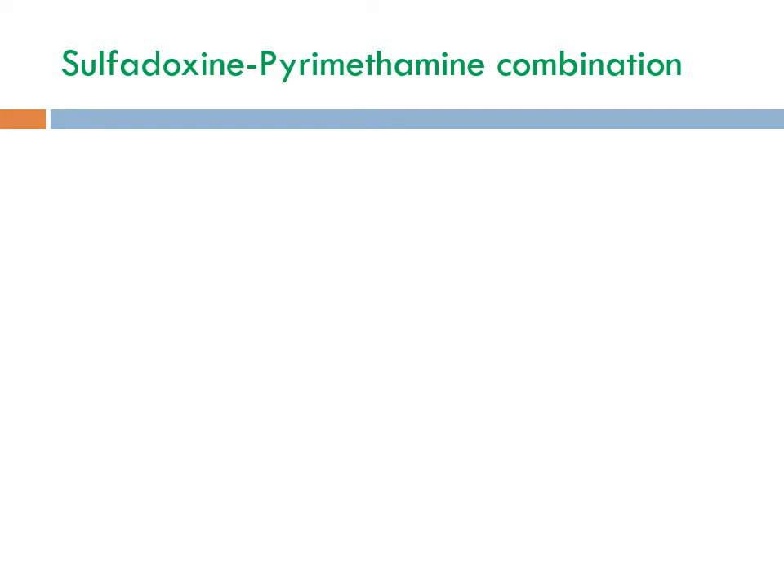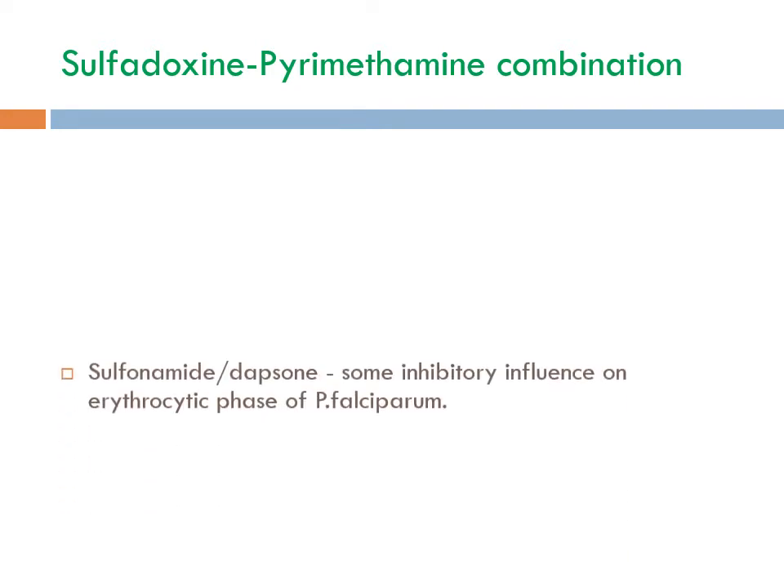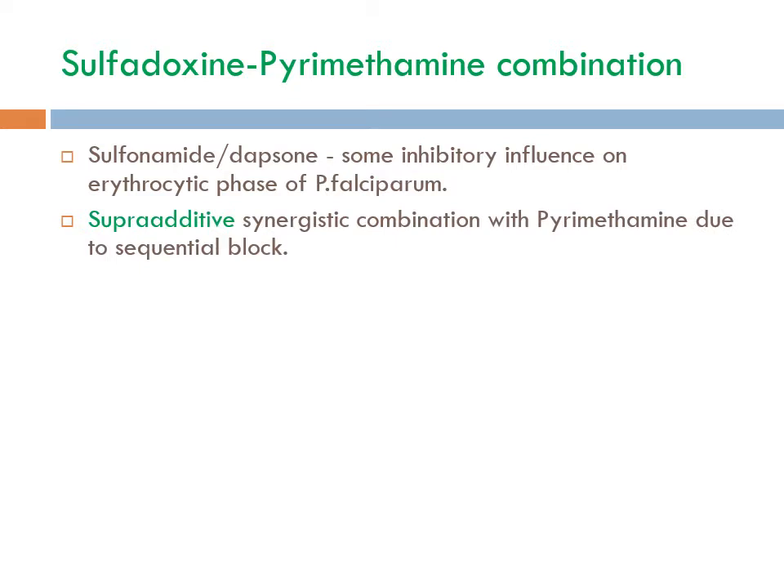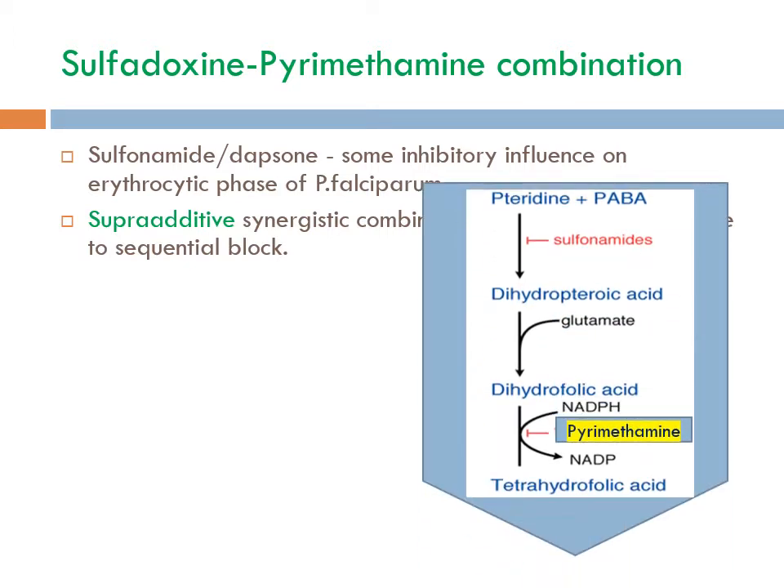Sulfonamide, or we can say sulfadoxine pyrimethamine combination. Sulfonamide or dapsone may have some inhibitory influence on erythrocytic phase of P. falciparum. They have supra-additive synergistic combination with pyrimethamine due to sequential block. Here you can see that sulfonamide inhibits folate synthetase enzyme and inhibits the synthesis of dihydrofolic acid, while pyrimethamine inhibits the dihydrofolate reductase enzyme and inhibits the synthesis of tetrahydrofolic acid, which is essential for DNA synthesis and cell multiplication.